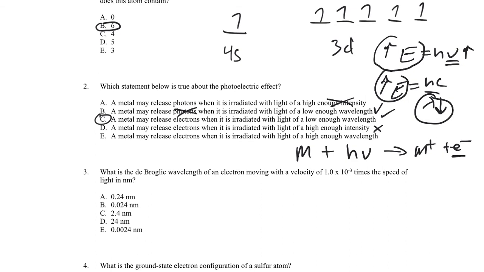We need the photon energy to be high enough. So we have to go to a lower wavelength or a higher frequency than the specific frequency or wavelength associated with the minimum energy it takes to remove those electrons.